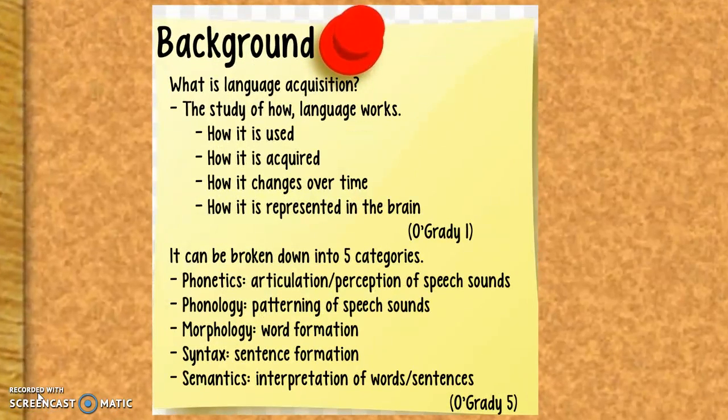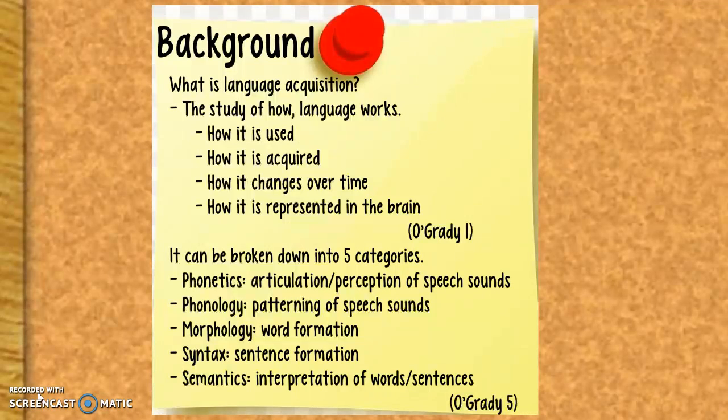So first, let's talk about what language acquisition is. It is the study of how language works, how it is used, acquired, how it changes over time, and is represented in the brain. It can be broken down into 5 categories: phonetics, phonology, morphology, syntax, and semantics.